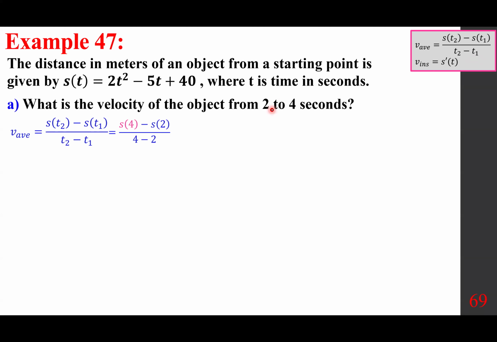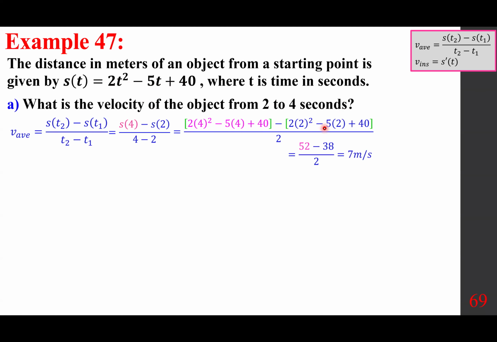Which means you're going to plug in 4 and then 2. 2 times 4 squared minus 5 times 4 plus 40, minus S of 2: 2 times 2 squared minus 5 times 2 plus 40. That is the numerator, the denominator, obviously, 4 minus 2. You do the math, this will become 52 minus 38. That is 14 halves, or 7 meters per second.